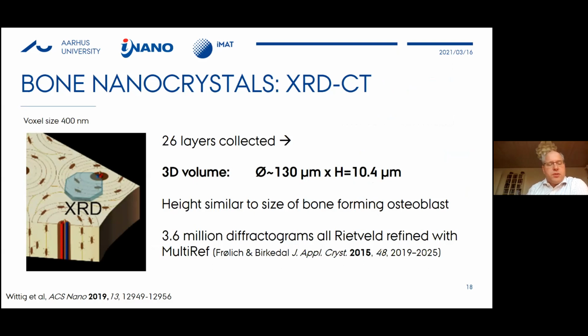Then let's look at the diffraction. So there we collected a small volume with a height corresponding roughly to a bone-forming osteoblast in size. So we measured 3.6 million individual diffraction patterns. And to each of these we refined a model using a technique called Rietveld refinement, and a little program we have written that helps us do this automatically, so we don't have to sit and fit each one by hand. So in this way, and with a moderately good computer, you can do these in a few days. Today. When we did it originally, it took us 3 months.